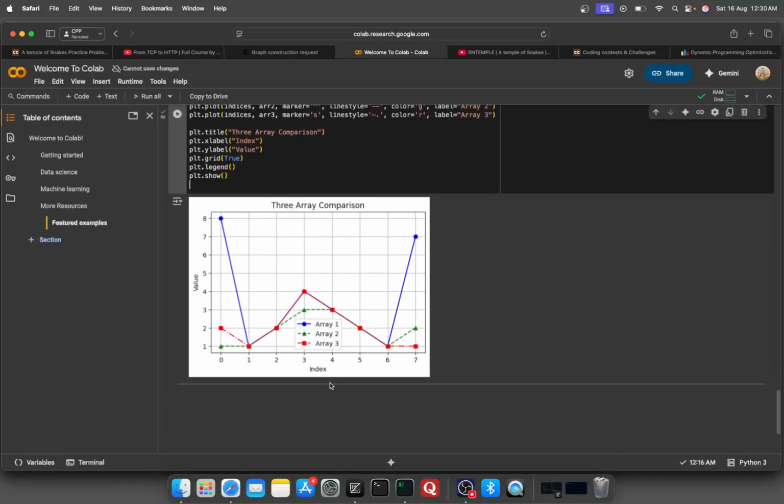So as you can observe, here is a peak point, right? Here's a peak point, and our answer is this section, right? This is our answer.